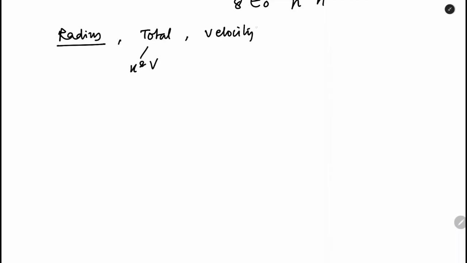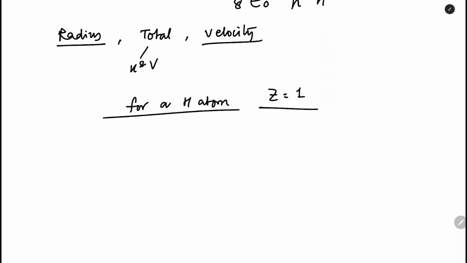So what do we have now? We have the radius of the electron revolving around the nucleus. We have total energy, we have kinetic energy and potential energy, as well as the velocity. So now for a hydrogen atom, Z is equal to 1. Z is the atomic number. Okay, so we can put the values and get the radius.